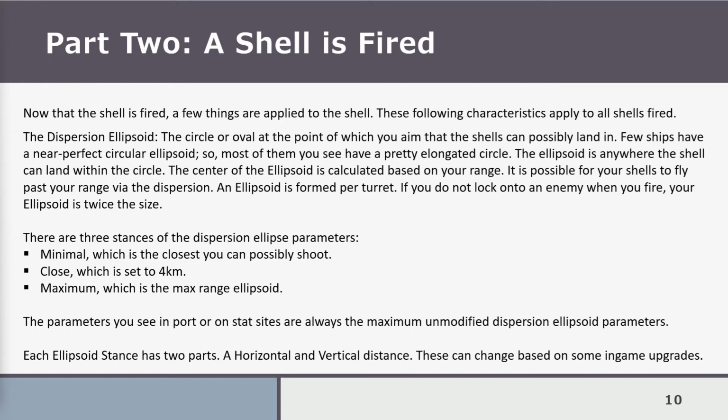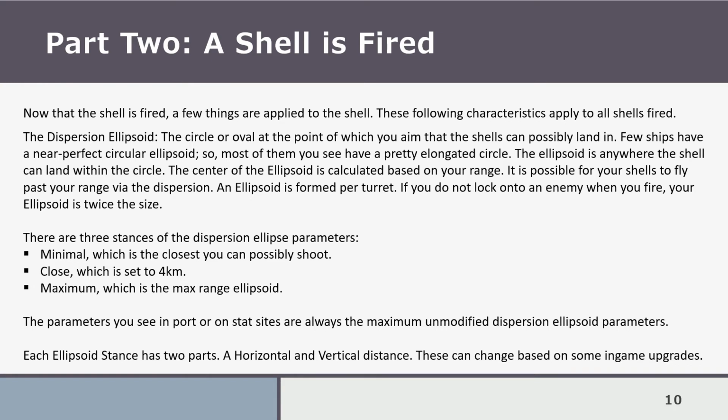Few ships have a near perfect circular ellipsoid, so most of them you see have a pretty elongated circle. The ellipsoid is anywhere the shells can land within the circle. The center of the ellipsoid is calculated based on your range. So the maximum range from the tip of your gun to the center of the ellipsoid, that's just where that ends up, right? So everything else from there is calculated and scales back in.